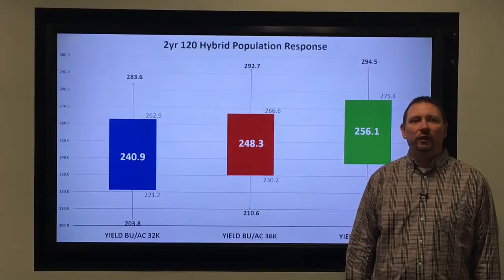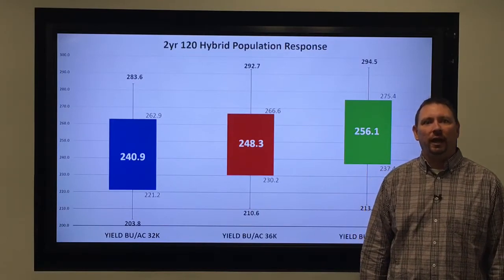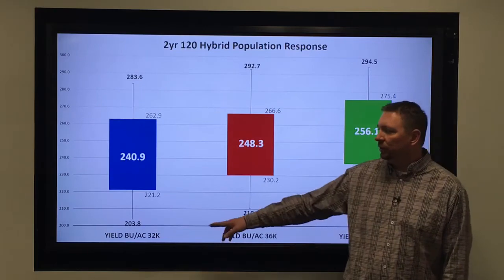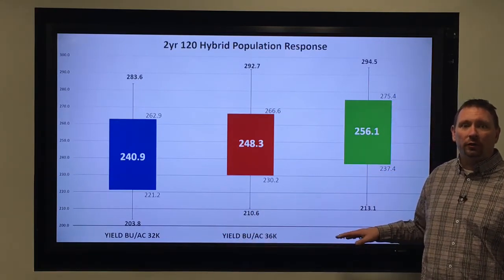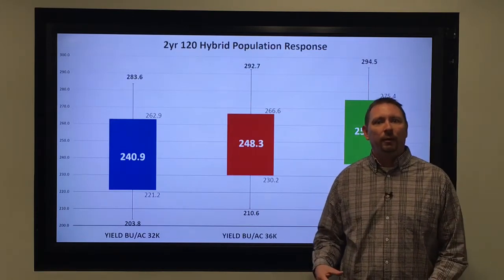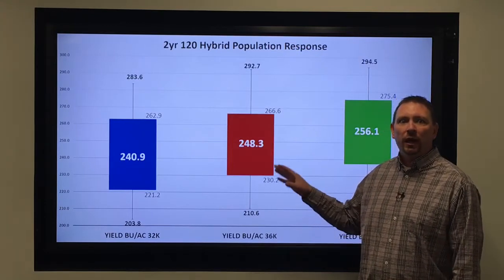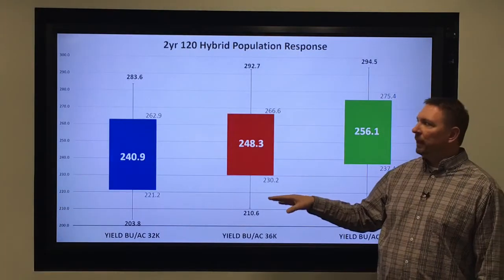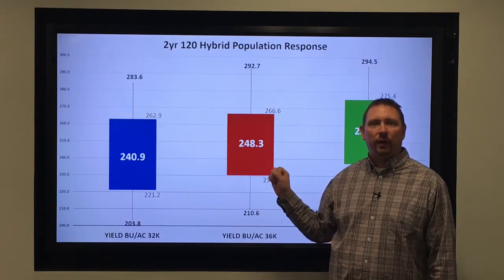For the past 2 seasons now, we've conducted a trial here at the Learning Center where we've compared 60 unique hybrids each year at 32, 36, and 40,000 seeds per acre, all in 30-inch rows. We've combined this data into a 120 hybrid 2-year summary where we've compared and thrown it into a box and whisker chart. Now when we jump into the actual data numbers here, there's a few numbers that jump out at us right out of the gate.